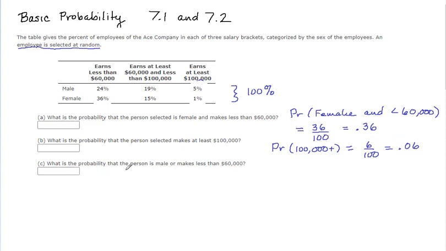And finally, what's the probability that the person is male or makes less than 60,000? So that "or" says any male would be fine, so all of those are considered successes, or anyone who makes less than 60,000. Well, I've already counted those, so I can also include these 36% of females. Then I can add that all up. 24% and 19% and 5% and 36% will make 84%. So that probability would turn out to be 0.84.